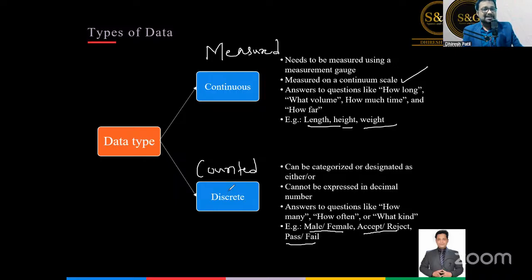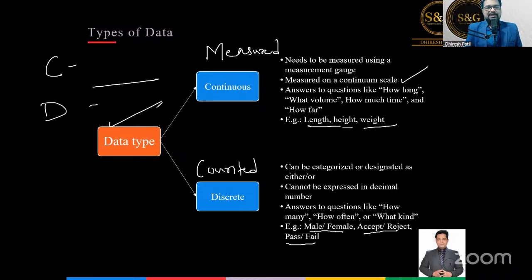Are you clear with this? Just type yes in the chat box. Is the data type clear to everybody? Continuous, discrete. If it is clear, just give me one example of continuous and one example of discrete in your process. Just type C, continuous, and give me one example. Just type D, discrete, and give me one example. Type in the chat box.